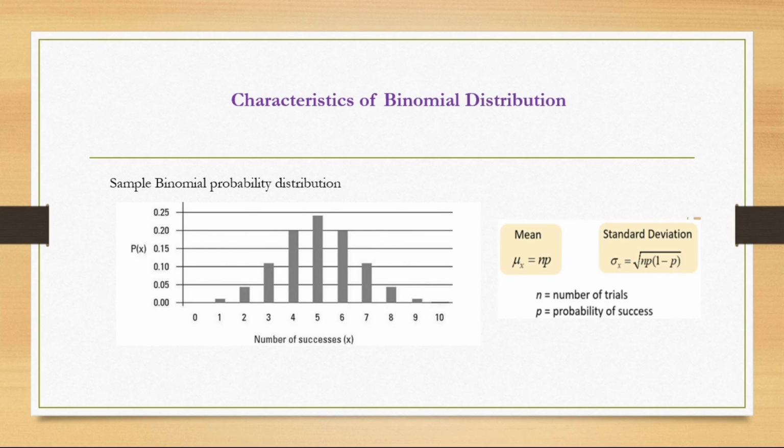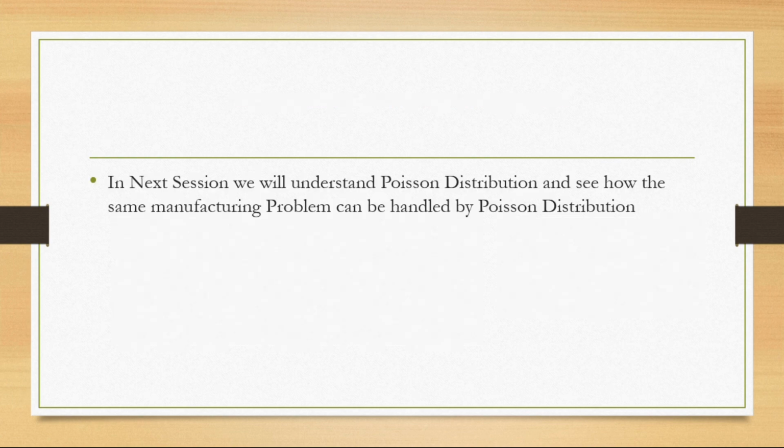Main characteristics of a discrete probability distribution are its mean and standard deviation. For binomial, the mean is n multiplied by p, and the standard deviation is the root of n into p into 1 minus p.